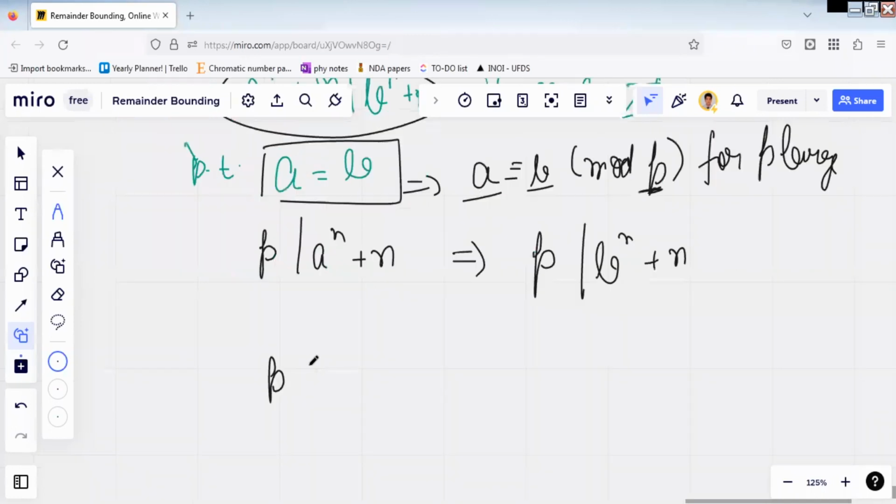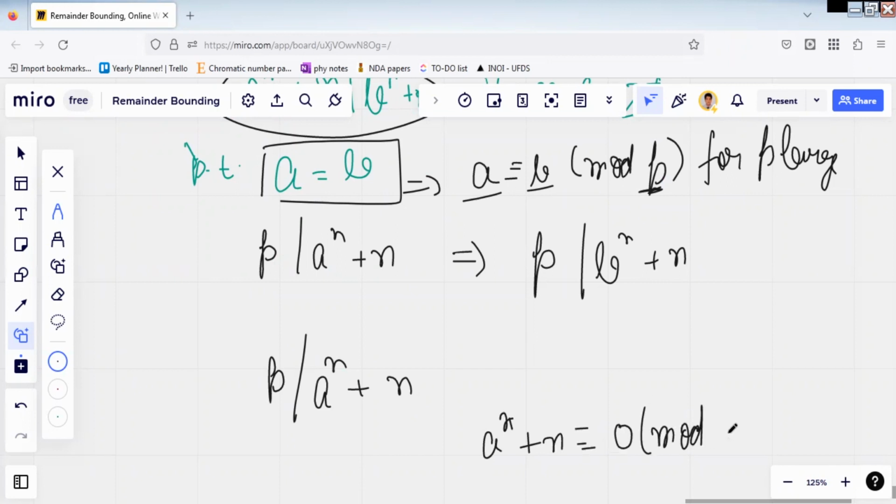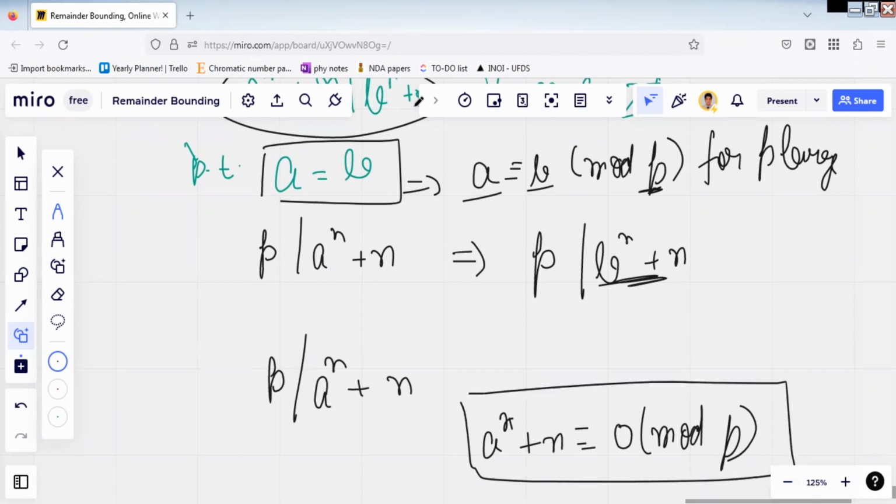So let's say we have some large prime p which divides a to the power n plus n, which means a to the power n plus n is congruent to 0 mod p. Now see, this thing is true for all n, right? Can you find an n such that a to the power n plus n is congruent to 0 mod p? Try to find an n.